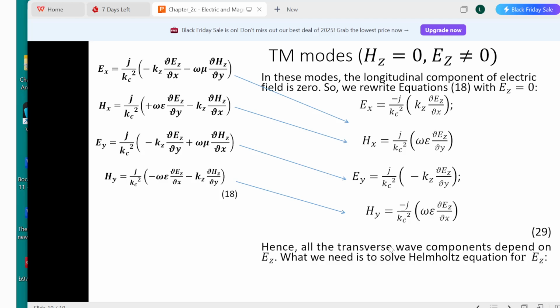Hence all the transverse wave components depend on E of z, and we can solve the equation for this. So this will be the governing equation for the electric field for TM modes.